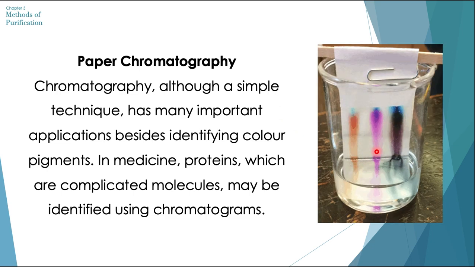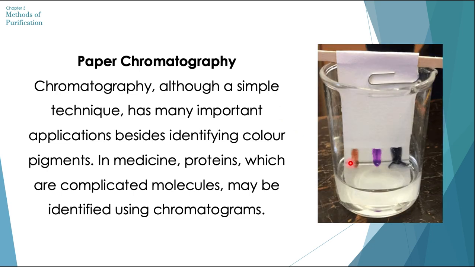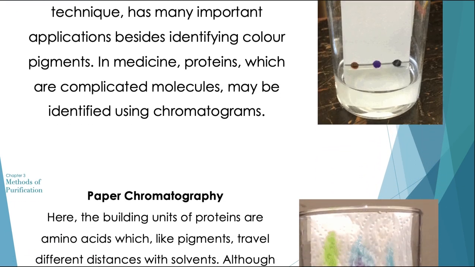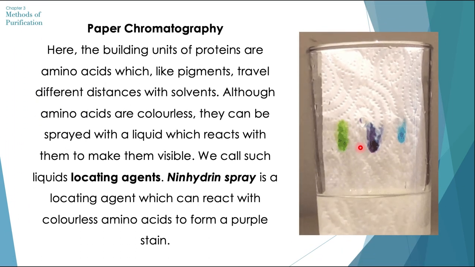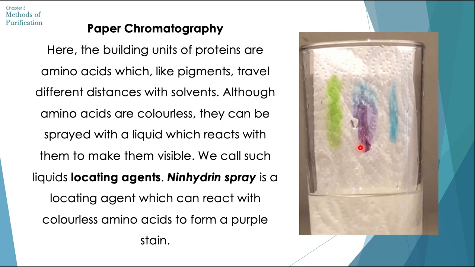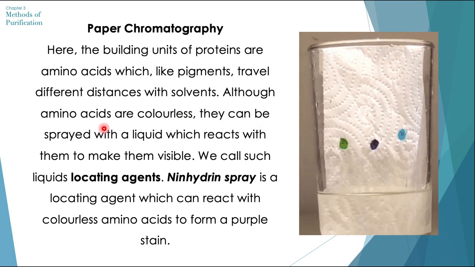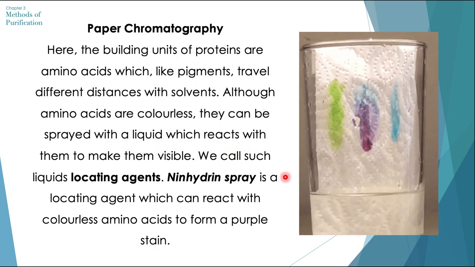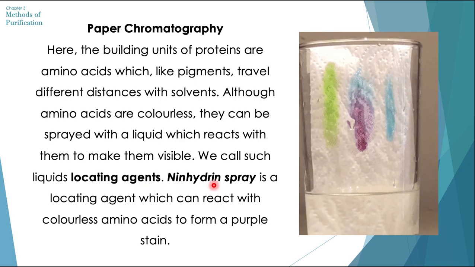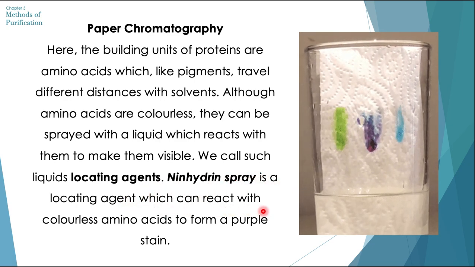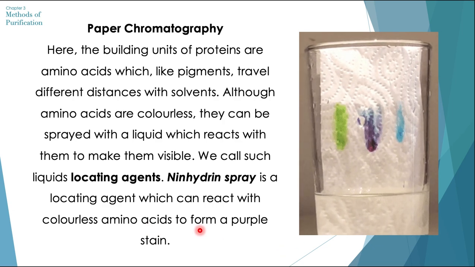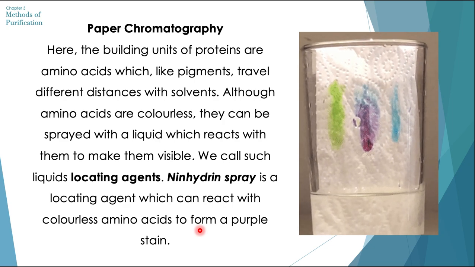Chromatography, although a simple technique, has many important applications besides identifying color pigments. In medicine, proteins, which are complicated molecules, may be identified using chromatograms. Here, the building units of proteins are amino acids, which, like pigments, travel different distances with solvents. Although amino acids are colorless, they can be sprayed with a liquid which reacts with them to make them visible. We call such liquids locating agents. Ninhydrin spray is a locating agent which can react with the colorless amino acids to form a purple stain. Other substances produced by the body, such as urine, can also be analyzed by chromatography.